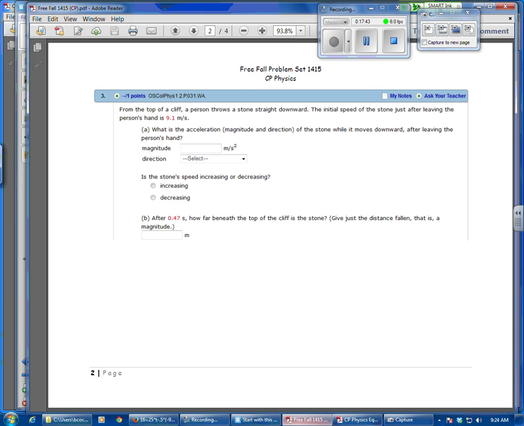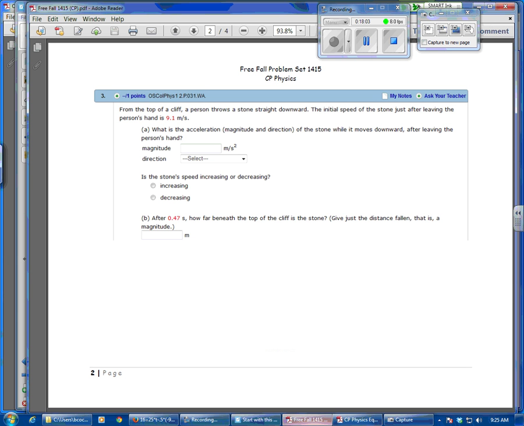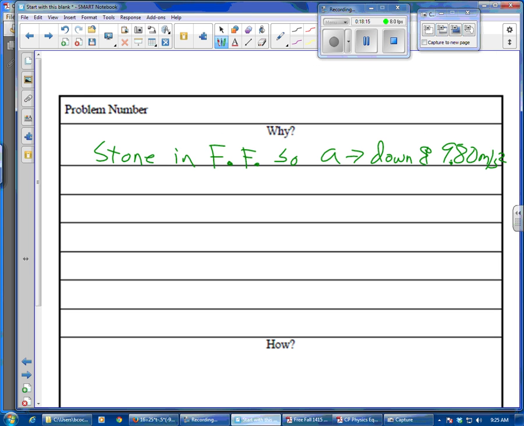So what's the acceleration of the stone while it moves downwards? 9.80, in which direction? No, let's go back, let's look at our y. Which direction is the acceleration? Down. Are these jiving with your stuff so far? Not update your work. Is the stone's speed increasing or decreasing? You said increasing? I would agree with increasing.